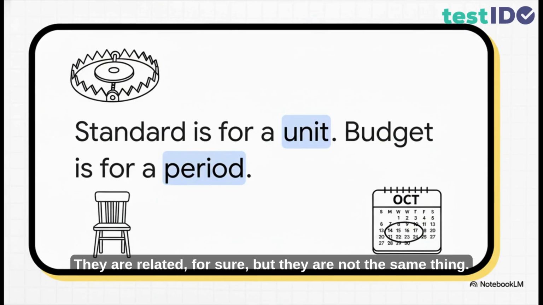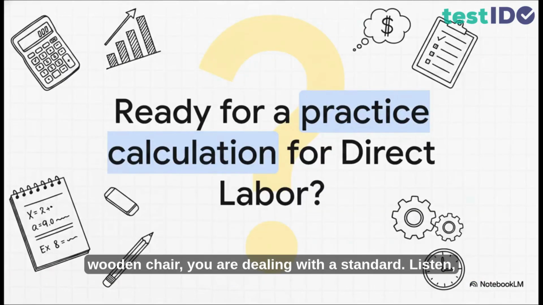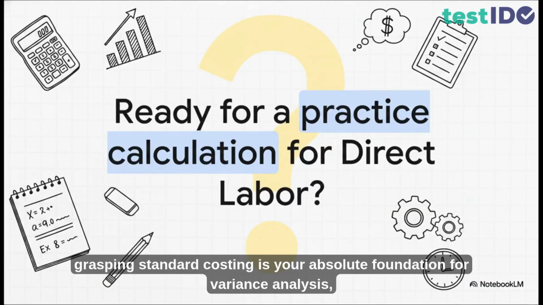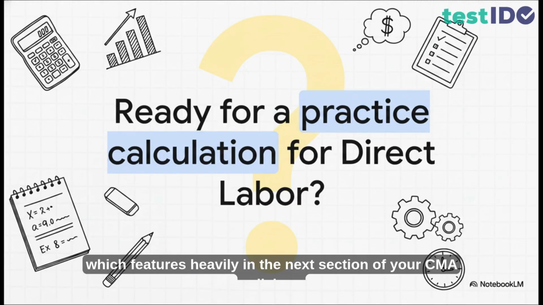They are related, for sure, but they are not the same thing. Just remember this golden rule. A budget covers a period of time, like a month, a quarter, or a year. A standard is strictly for one single unit of product. So if you see an exam question asking about expected costs for the entire month of October, you're dealing with a budget. But if it asks about the expected cost of one single wooden chair, you are dealing with a standard.